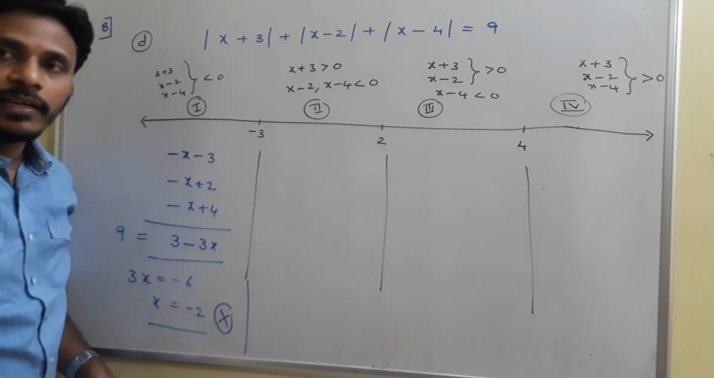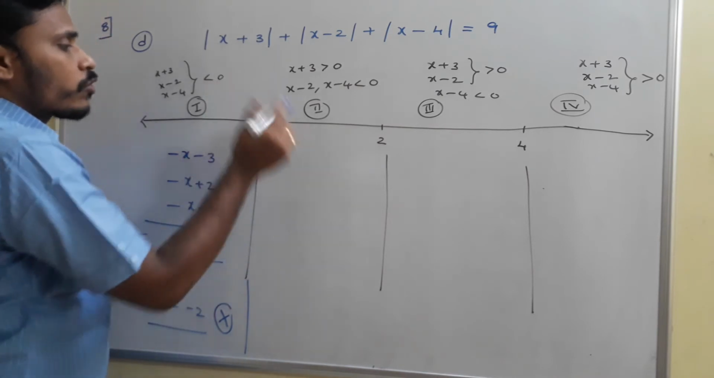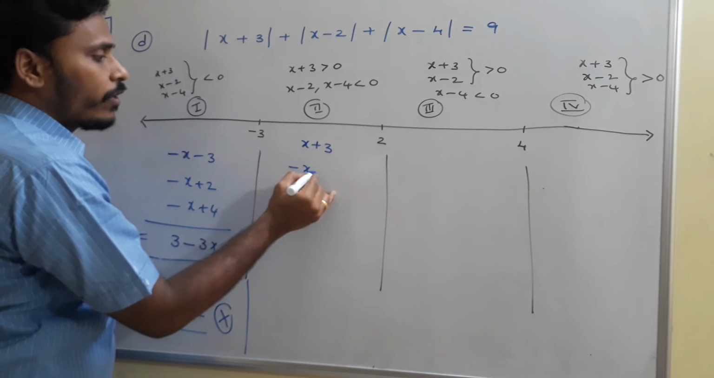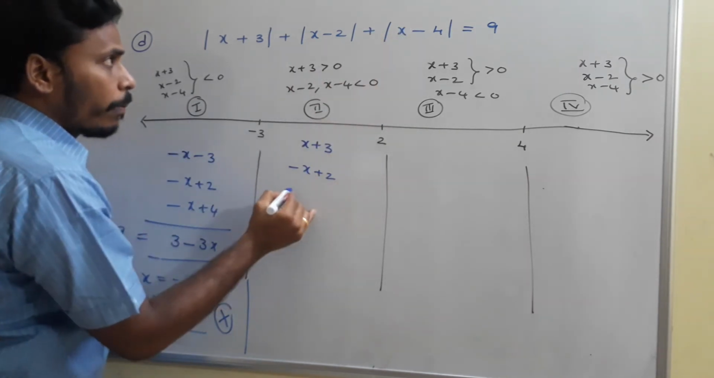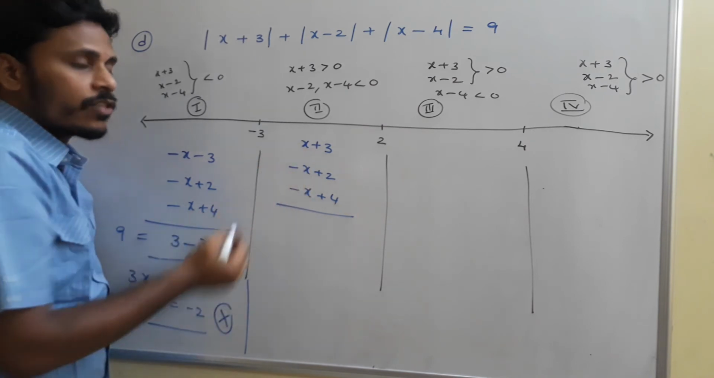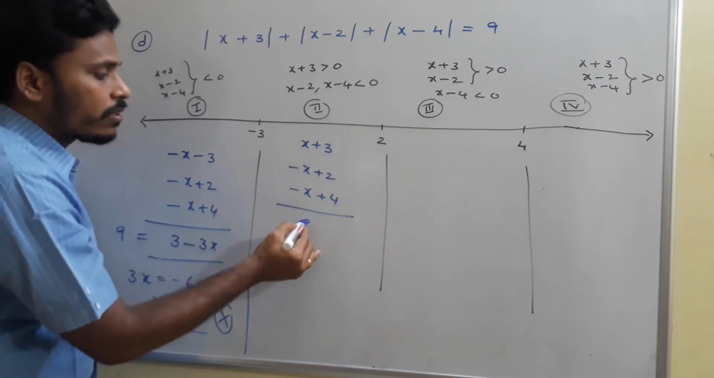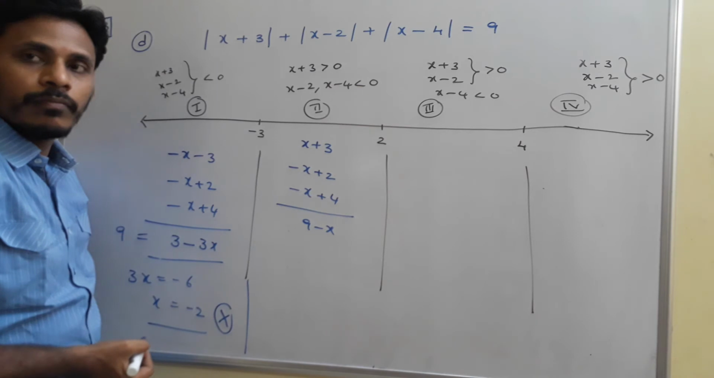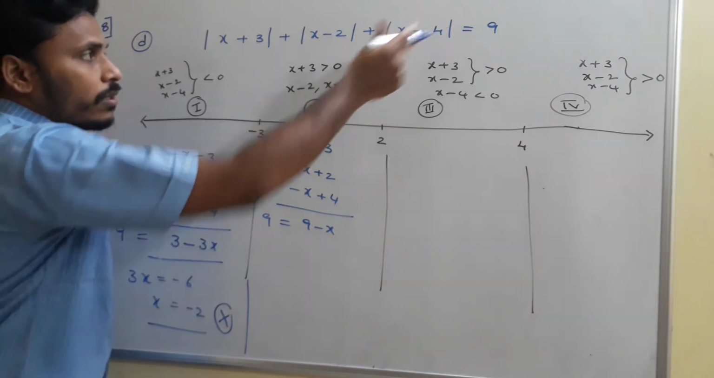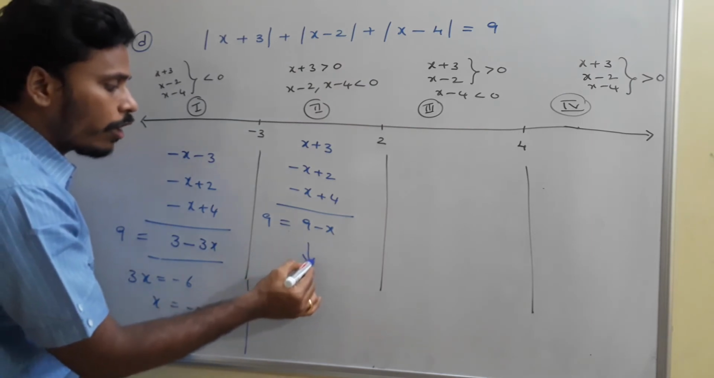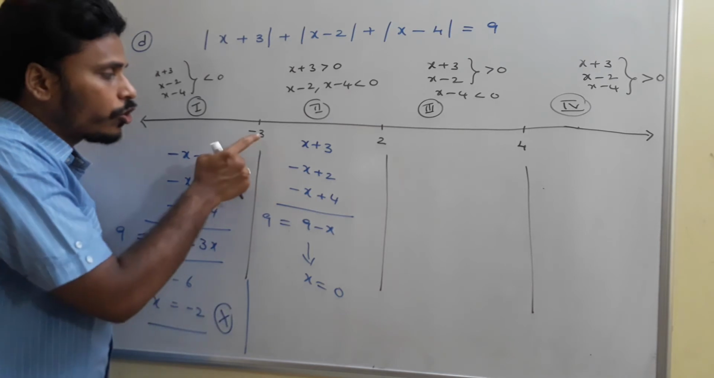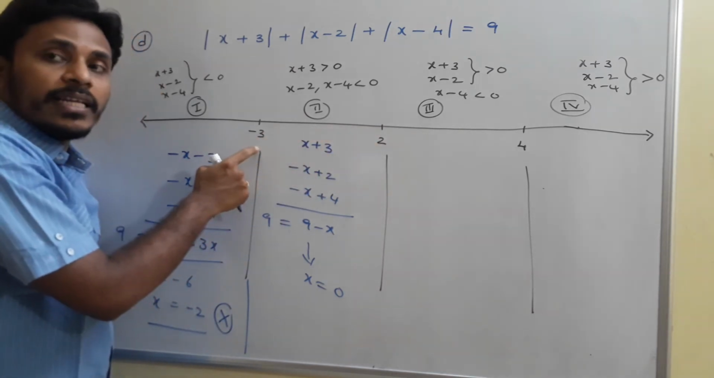Then coming to the second case, the first one is positive, so take it as x plus 3. This is negative, multiply with a minus sign. This is negative, multiply with a minus sign and just simply add. If you add, x and x will get cancelled, and you will get 9 minus x. We need to equate it to 9 because the right side is 9. And if you solve, you will get x equals 0. And you need to check whether x equals 0 is in this region, between minus 3 and 2.